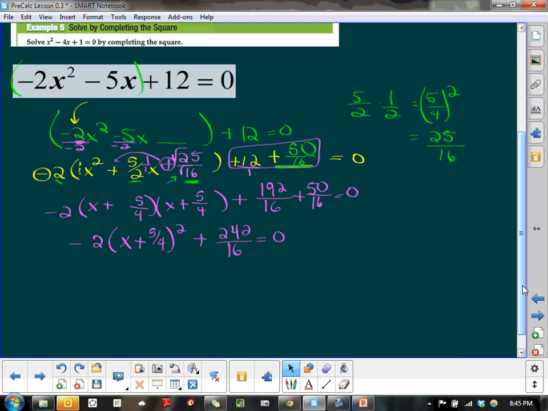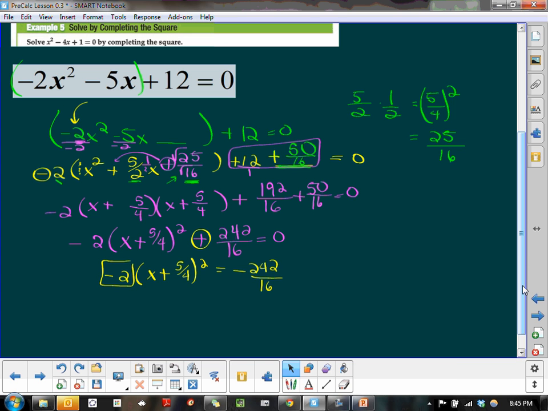Well, now we're to the point where we can solve this, and hopefully we can move things around and transform it into a solvable equation. So in order to solve this, we have to undo the addition first. So it's going to be negative 2 times x plus 5/4 squared equals a negative 242/16. Then I want to undo multiplying by negative 2.